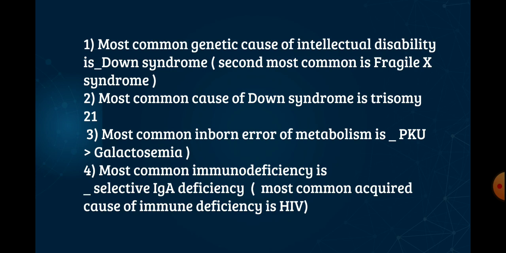The fourth point is the most common immunodeficiency is selective IgA deficiency. So that is the genetic cause. That is selective IgA. Otherwise, the most common acquired cause of immune deficiency is HIV or AIDS. So these two most common are paired together as well.